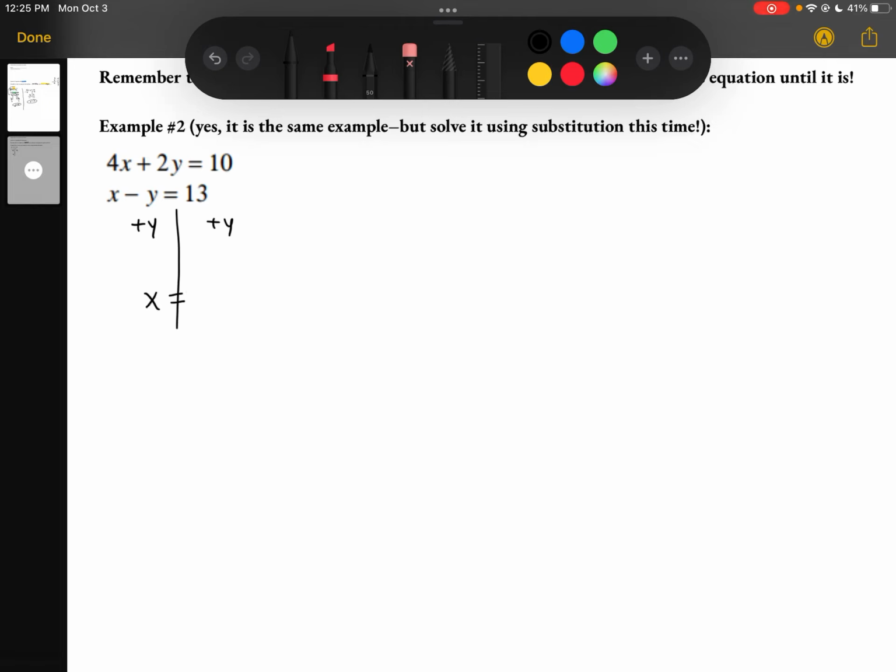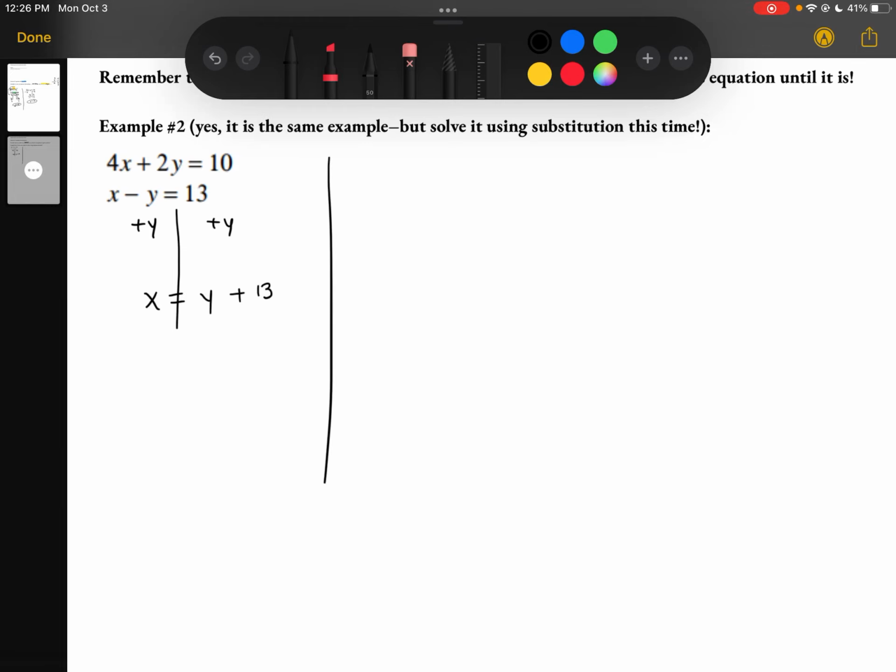So we're left with x equals, and then here, 13 and y are not like terms. 13 does not have any variables, y obviously is a variable, so we're not allowed to add them together. So because we're not allowed to add them together, we can just write them next to each other. So we have y, and we have positive 13. So because we did that, now we are ready to substitute because x is alone.